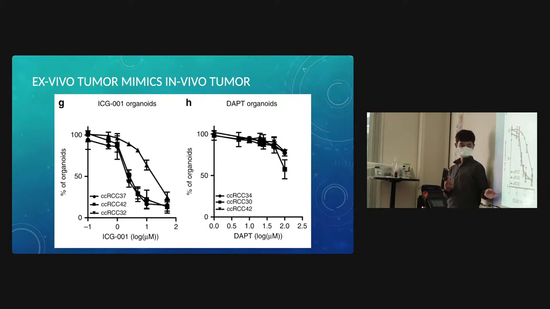So these are inhibitors. The more of them, the more inhibition. The y-axis, percent of organoids, shows how many of these organoid cells were able to survive this inhibition. As you can see, the more inhibition occurred, many fewer organoids were able to survive, and the tumor size decreased. And with the NOTCH signaling inhibitor, DAPT, the percentage of organoids also decreased, although the effect is much less pronounced.